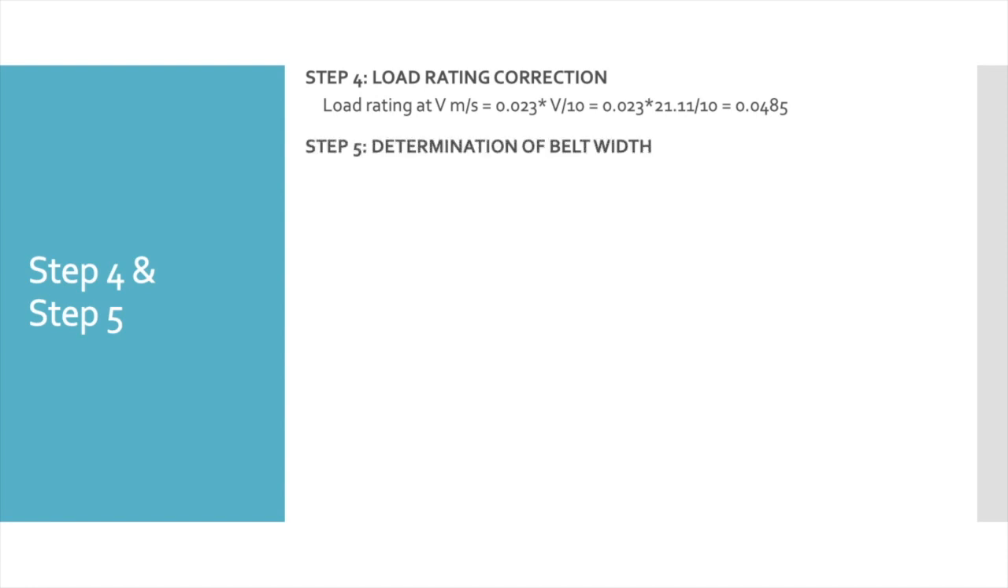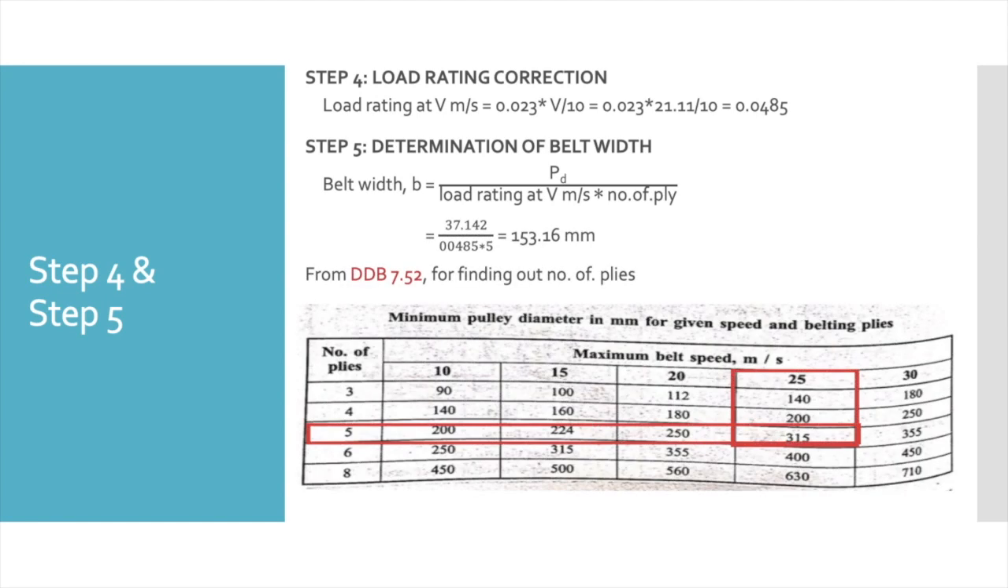The next step is to determine the belt width. To find belt width, we need design power, load rating, and the number of ply. We already know design power and load rating. The remaining is the number of ply. To calculate the number of ply, we are going to refer to design data book page number 7.52. You can see this table, the minimum pulley diameter table in design data book 7.52, and the calculated belt speed for our problem is 21.111 meters per second.